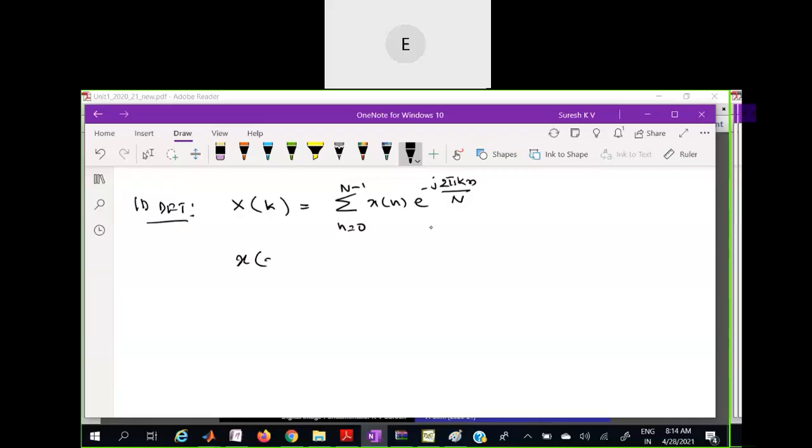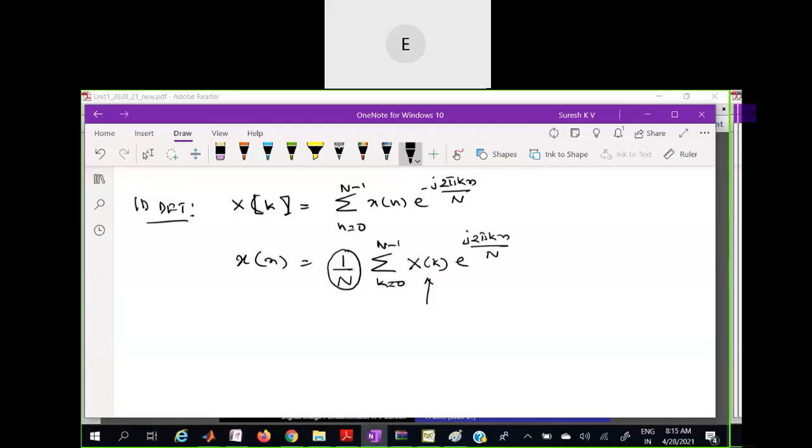Then what is the inverse Fourier transform? If you want, you can use the notation x of k like this. What is the inverse Fourier transform? 1 by N summation k equal to 0 to N minus 1, x of k e to the power of plus j 2 pi kn by capital N. Notice here, of course, 1 by N is just a scale factor. You don't need to worry much about it.